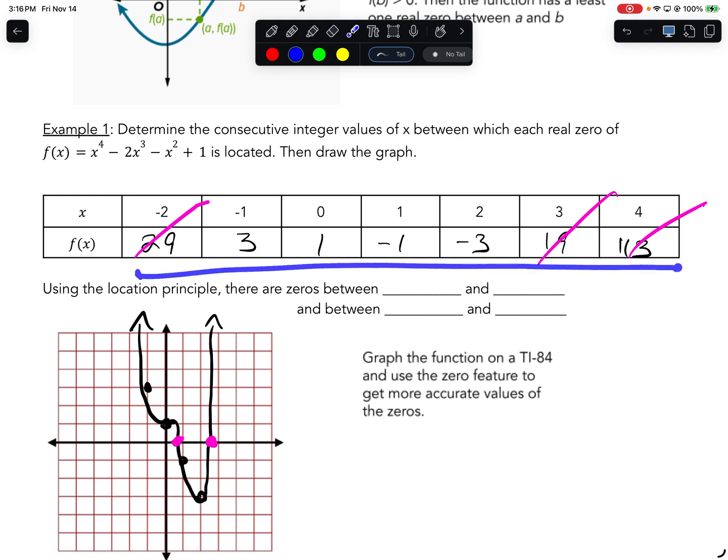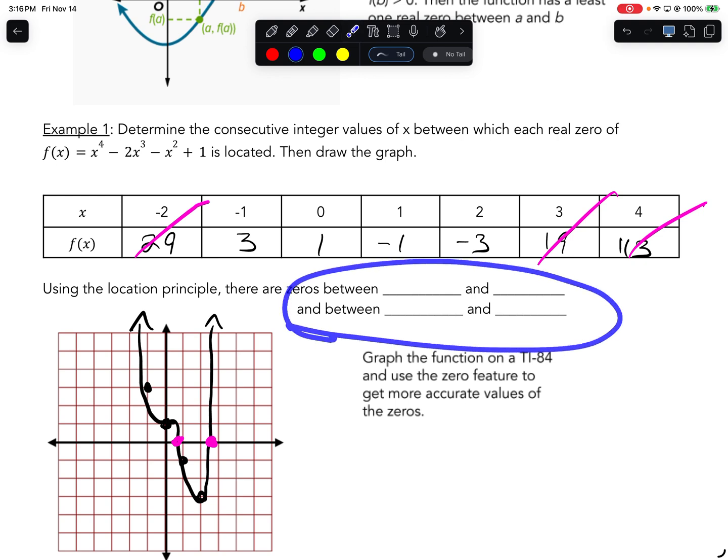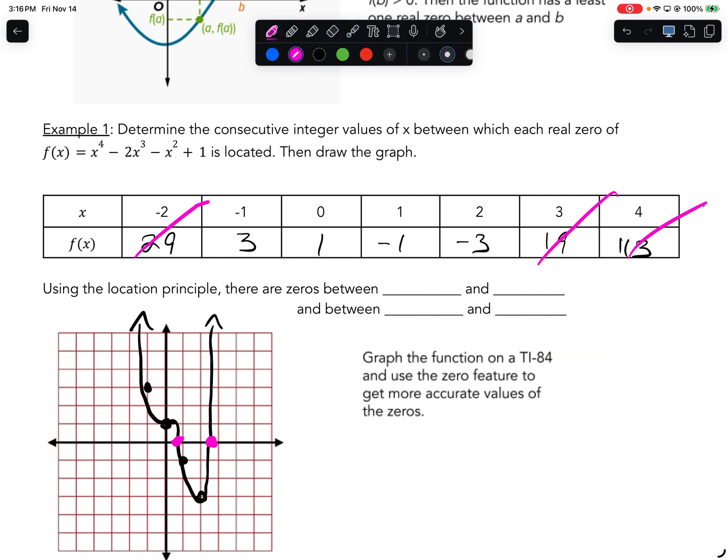Yeah, Jonah. When it switches signs, right? Because the y values are decreasing to here. It's got to cross the x-axis right here where it switches from positive to negative. And then when it switches from negative to positive, it also has to cross the x-axis. So between what two x values is what we're answering down here, does it cross the x-axis? 0 and 1. And then what other two values? 2 and 3.